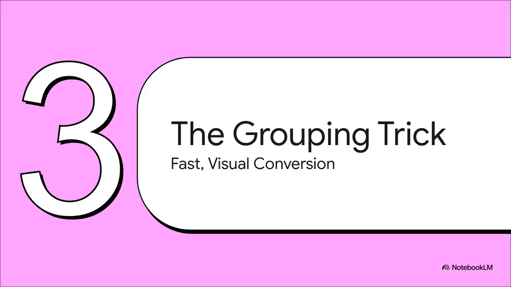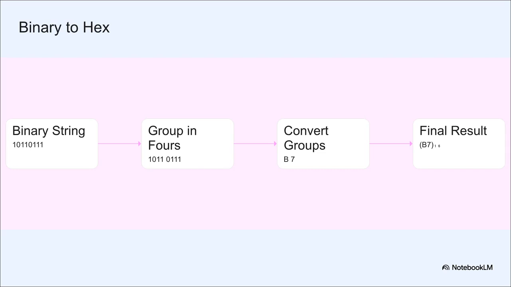So because of those awesome power of 2 relationships, we get to use this incredibly simple and visual method to convert between them. This isn't about heavy math at all, it's just about recognizing patterns. We call it the grouping trick, and it's by far the fastest way to translate. Okay, let's see this thing in action.